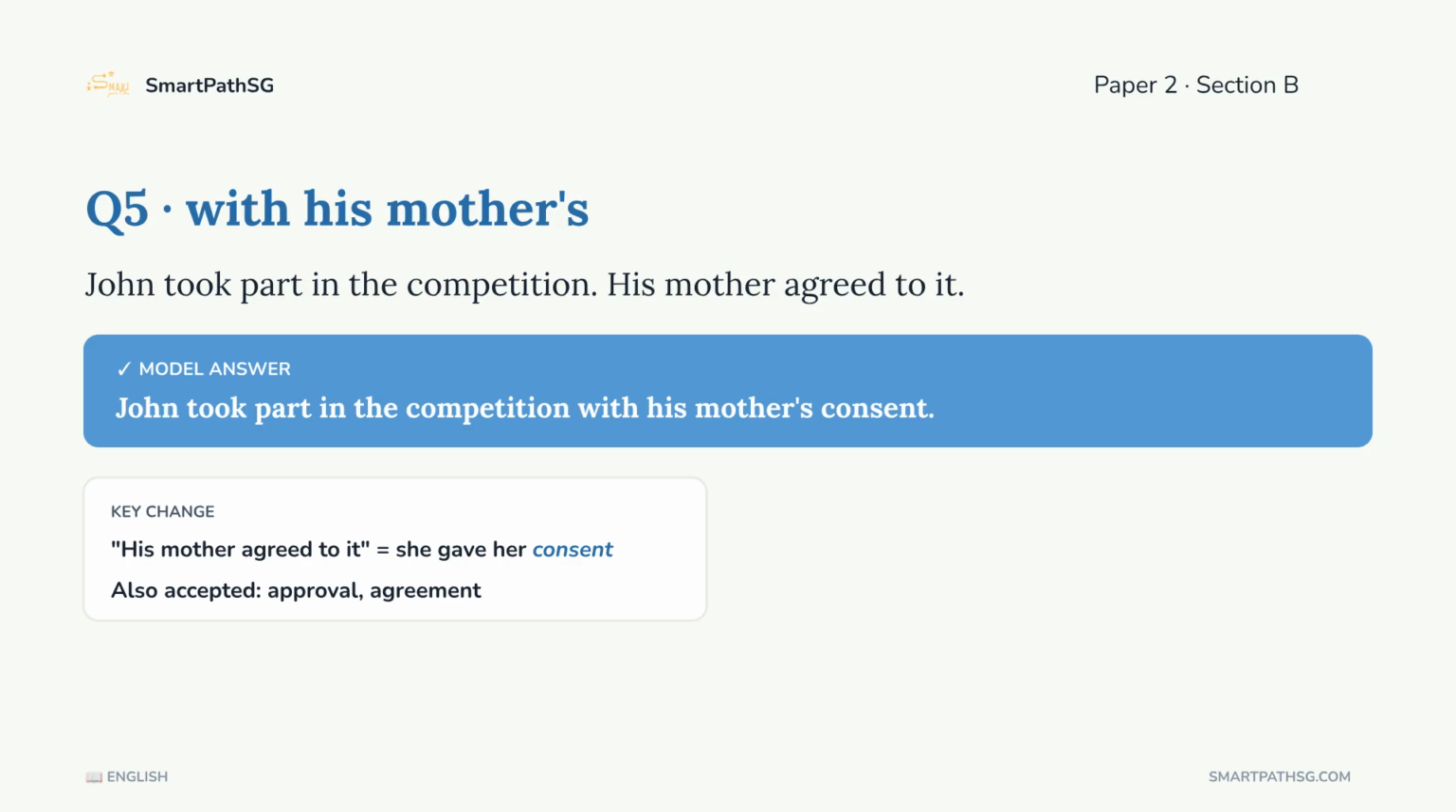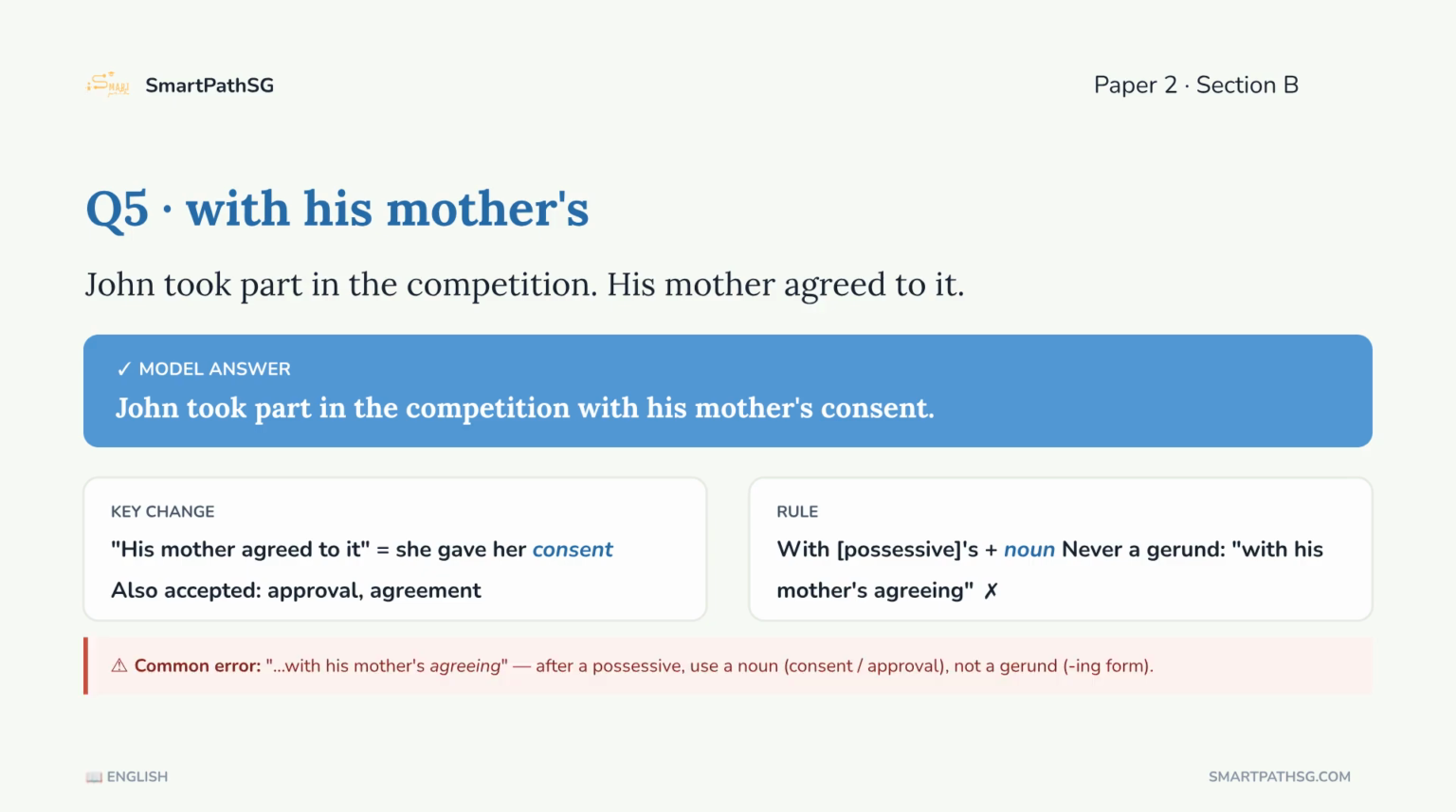All are accepted. The key rule once again: after a possessive, mother's, you must use a noun. Don't make the mistake of using the gerund. With his mother's agreeing is incorrect here.